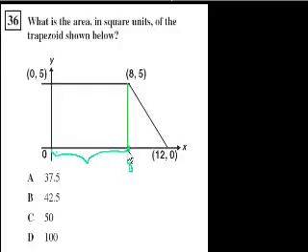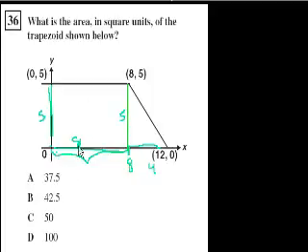And then when we go from x is equal to 8 to x is equal to 12, how far is that? Well, that's going to be 4. Right? So this is 4, and this is 8. Fair enough. And then how high is this rectangle? We're going from y is equal to 0 to y is equal to 5, so that's 5. And of course, this is 5 as well. So we're done. We're ready to figure out the area.